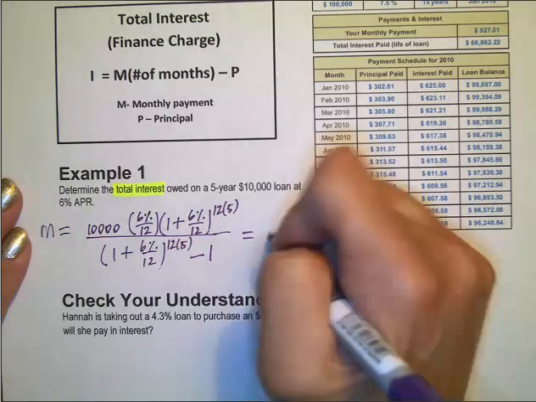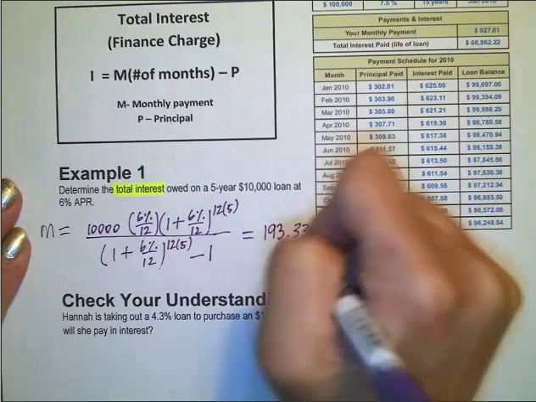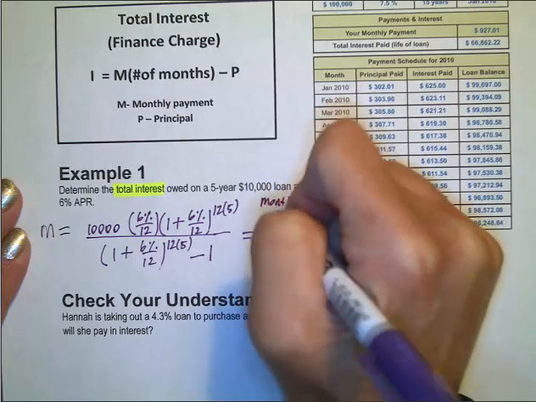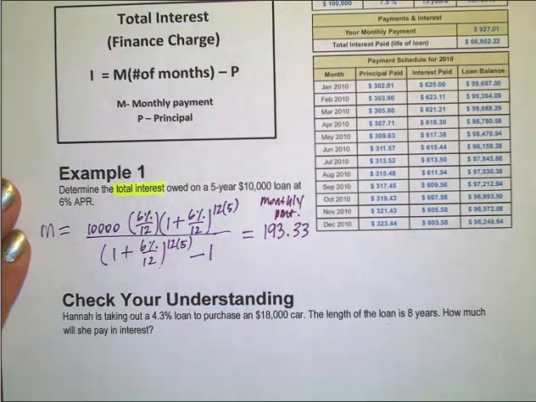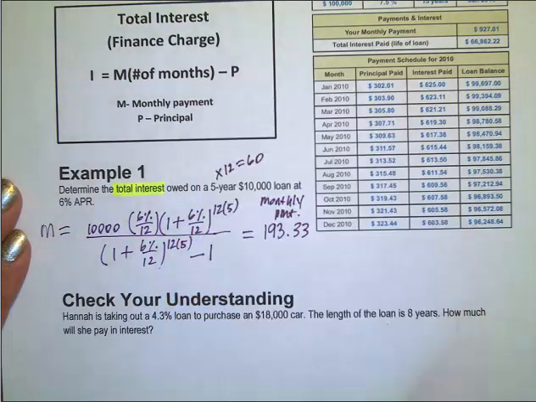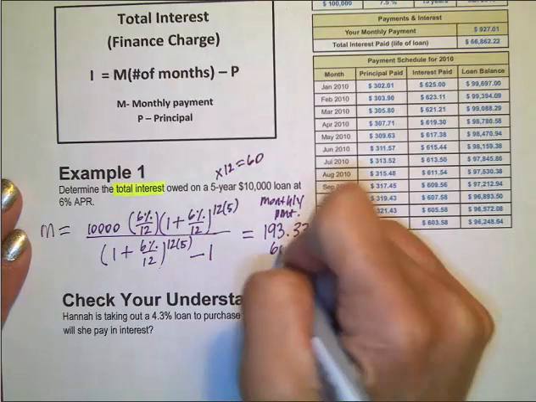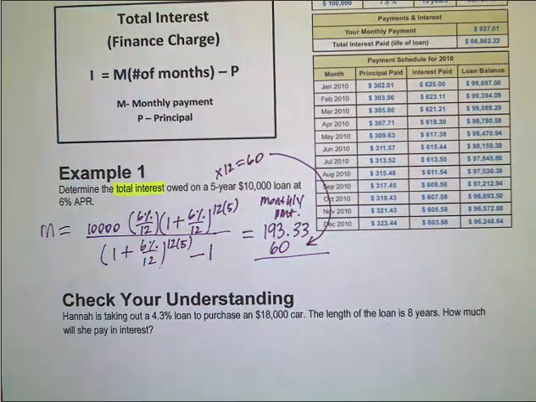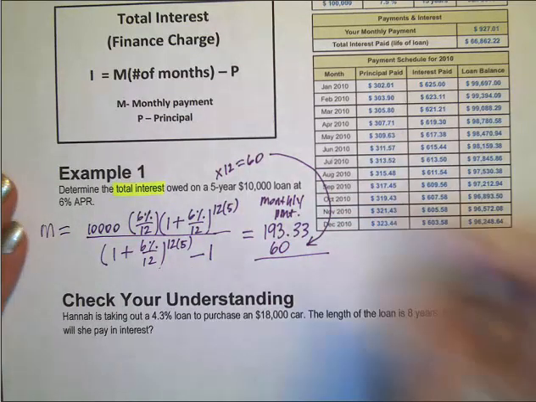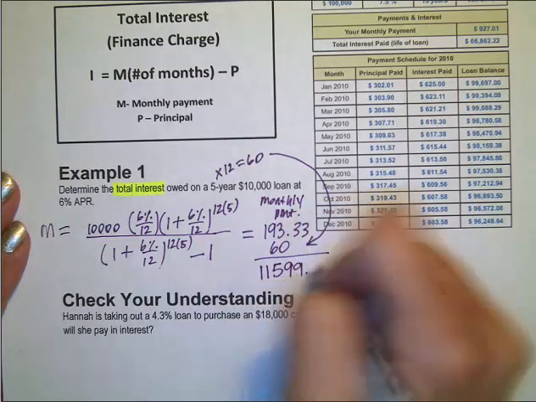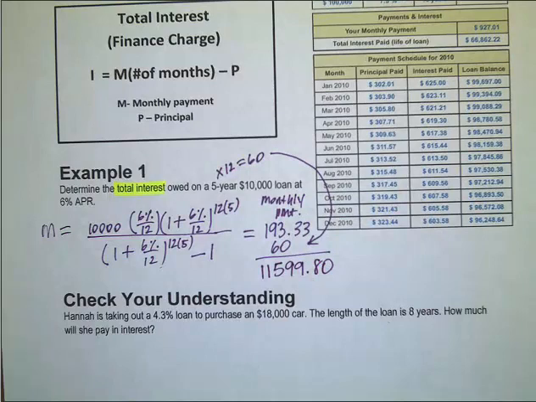Hopefully you got 193.33. So this is your monthly payment. Well, how many monthly payments did you make? Well, 5 years times 12, that means you made 60 payment amounts. So we're going to do 193.33 times 60. So do that in your calculator. You should get $11,599.80.